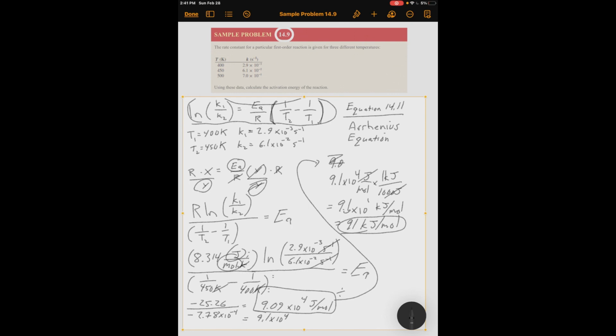There are better methods for doing this sort of calculation. This is really just an estimate of what the activation energy is. If we wanted to get a better value, we would take more temperatures and more rate constant values and then do a graph.